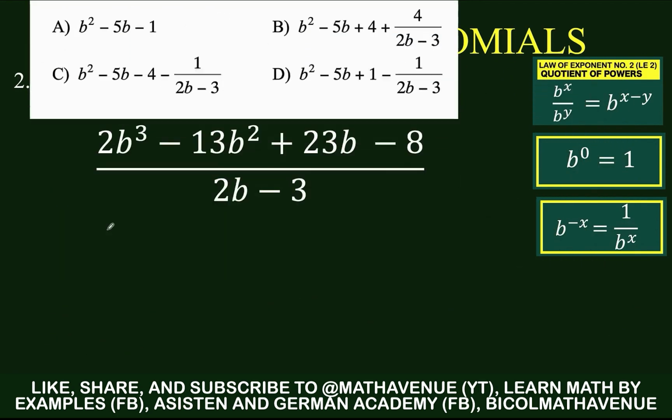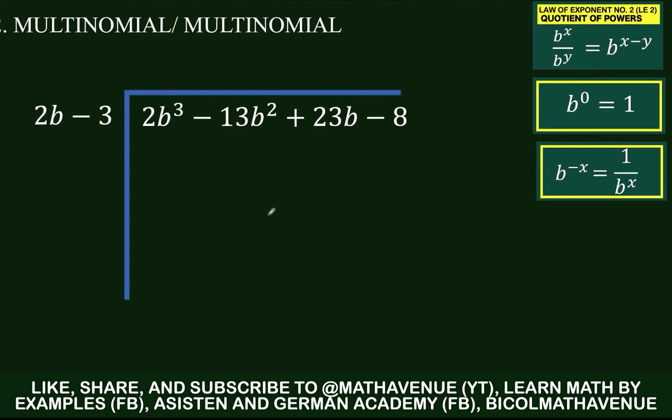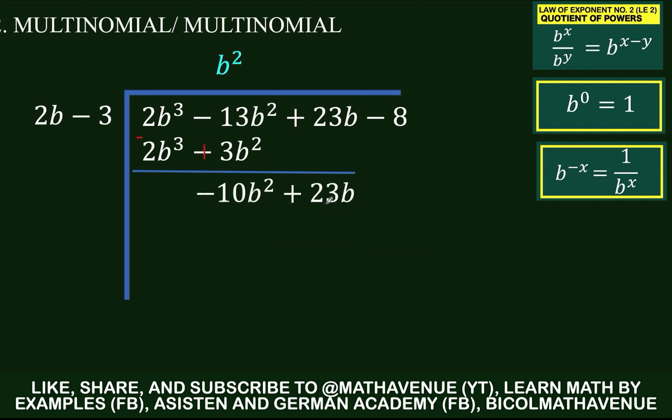Next problem. This time we have 4 terms in the numerator, and we have 2 terms in the denominator. So prepare for long division. 2b cubed divided by 2b is b squared. Then distribute b squared to arrive at this. Then change the sign, and proceed to addition. This becomes 0. Minus 13b squared plus 3b squared is minus 10b squared. Bring down 23b. Then divide.